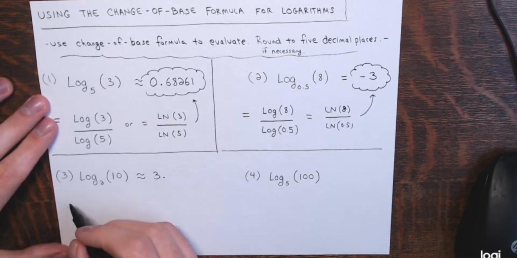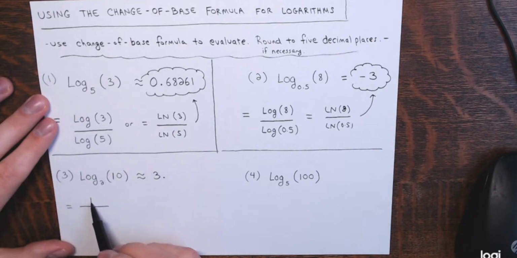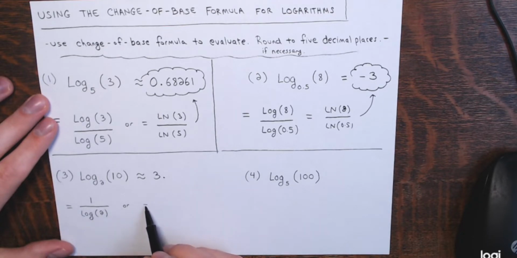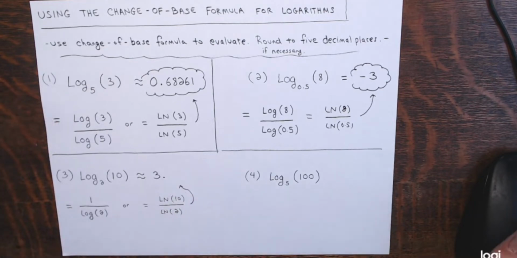And yeah, if I change this to log base 10, the numerator is going to be 1, because the log base 10 of 10 is 1, and then divide by the log base 10 of 2, right? 1 divided by the log of 2. Or I could do natural log, right? Take the natural log of 10 and divide it by the natural log of 2. Either way, we're going to end up with the value they're asking for, and I'm going to round it to 5 decimal places.